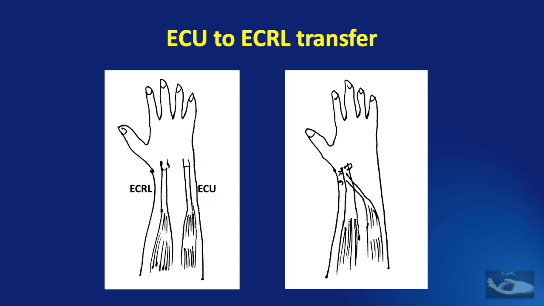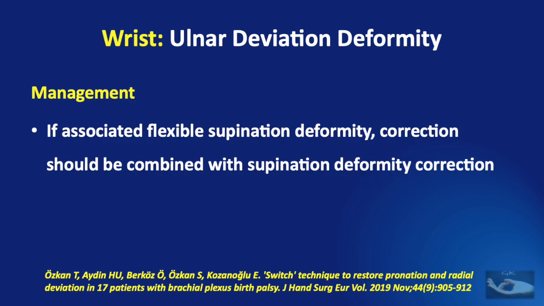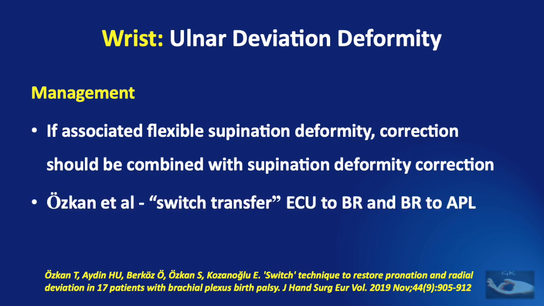It is tunneled subcutaneously and sutured to the extensor carpi radialis longus, while holding the forearm in 20 to 30 degrees of radial deviation. If there is an associated flexible supination deformity along with the ulnar deviation deformity, correction should be combined with supination deformity correction also. Ozkan et al.